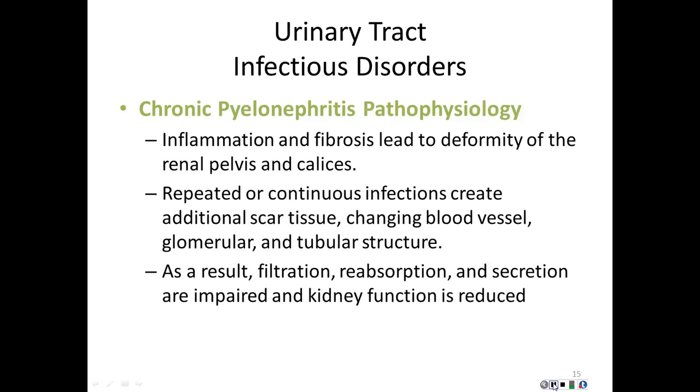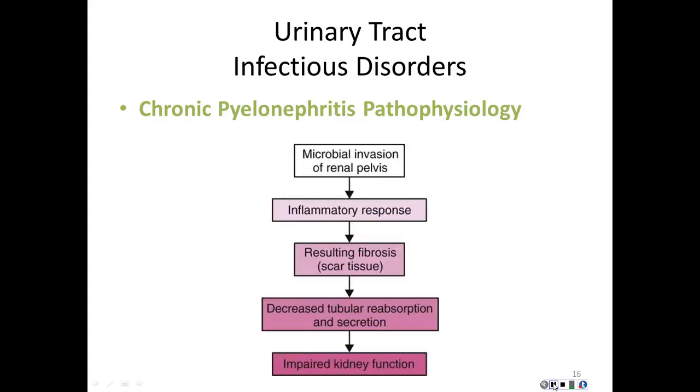When we have chronic pyelonephritis, we get inflammation and the fibrosis that leads to the deformity of the renal pelvis and calyces. Repeated or continuous infections create additional scar tissue, which changes the blood vessels, changes the glomerular and tubular structures. As a result, filtration, reabsorption, and secretion are impaired, and kidney function is reduced.